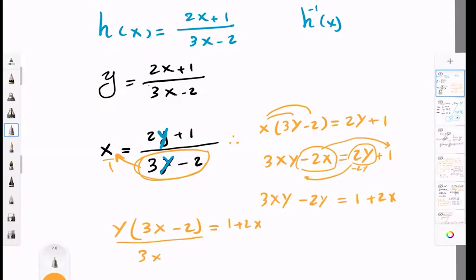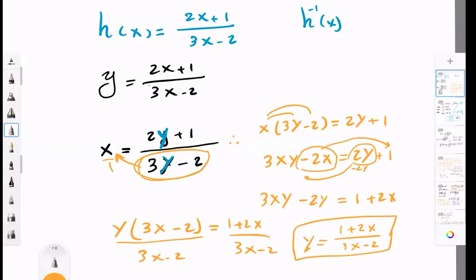Then I divide it by 3x minus 2. 3x minus 2, I get y equal to 1 plus 2x over 3x minus 2. So the last step is you erase this one, you put F inverse or H inverse. So we solve H of H inverse. Any question here?